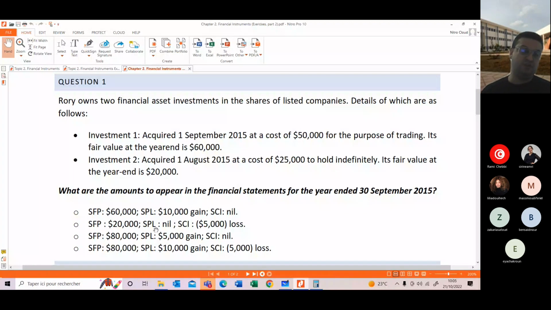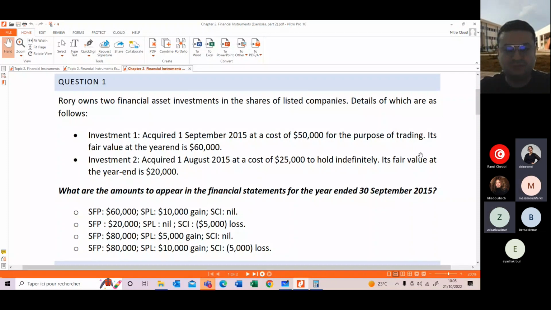Investment 2 was acquired on the 1st of August at a cost of 25 to hold indefinitely. These shares are expected to be held indefinitely. We don't have any purpose of trading here. So the appropriate method is what? Amortized cost? Fair value through comprehensive income.